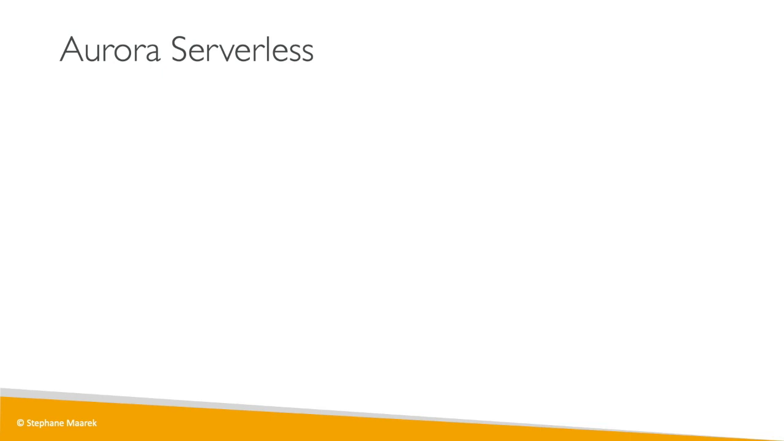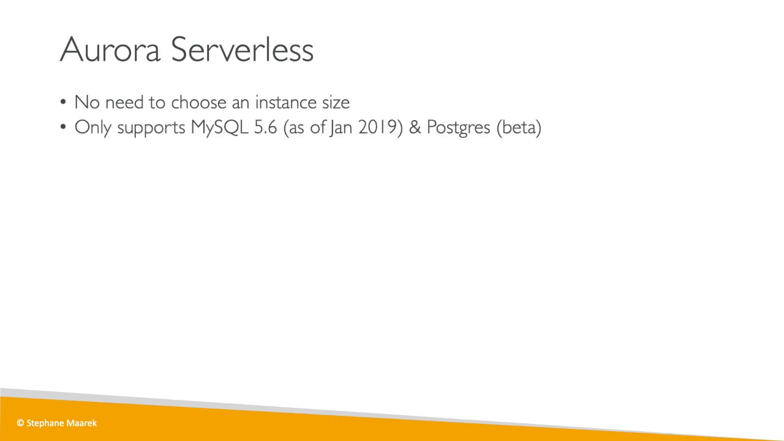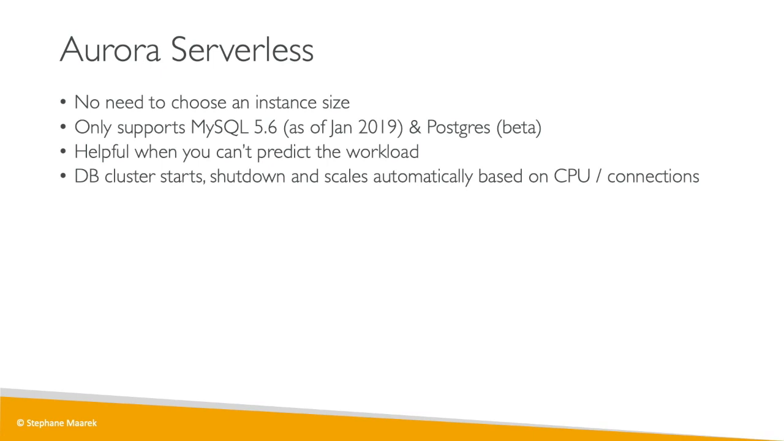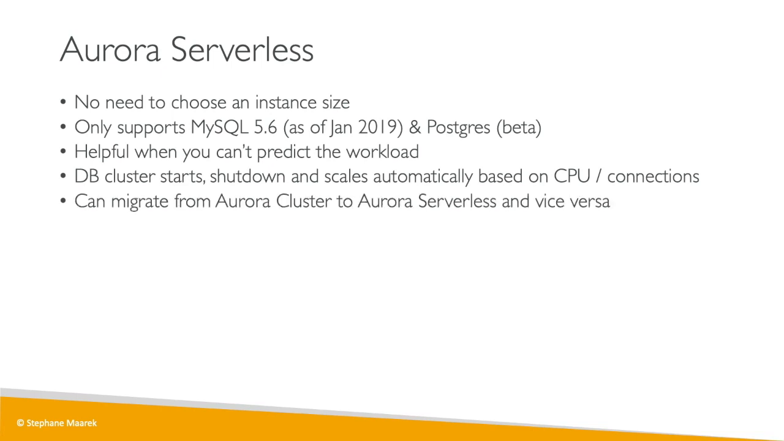And on top of it, finally, there is something called Aurora Serverless, which is, in that case, you don't need to choose an instance size at all. It just auto-scales for you. It only supports for now MySQL 5.6 as of January 2019 and Postgres, which is still in beta. And it's helpful basically when you can't predict your workload. So when you can't know how it will scale, or if you get a huge workload peak. And so the DB cluster will start, shut down, and scale automatically based on how many CPU or connections there are available on your Aurora instance. And the cool thing is that you can migrate from a cluster to serverless and vice versa. So you can choose basically based on the time of the year what you prefer having.